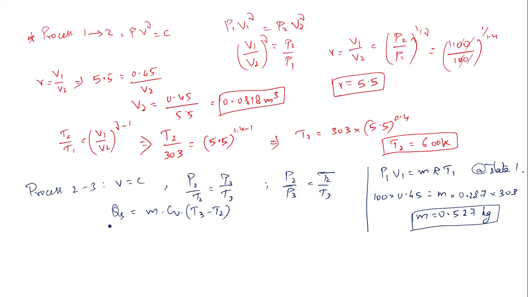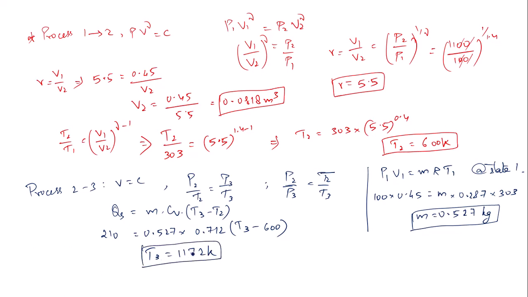Now coming back to this equation, I will be substituting the values known to us. 210, mass value 0.527, Cv is 0.712, and T3 is unknown to us. T2 is going to be 600. If I substitute and simplify all the values, I'll get my temperature T3 approximately as 1172 Kelvin.